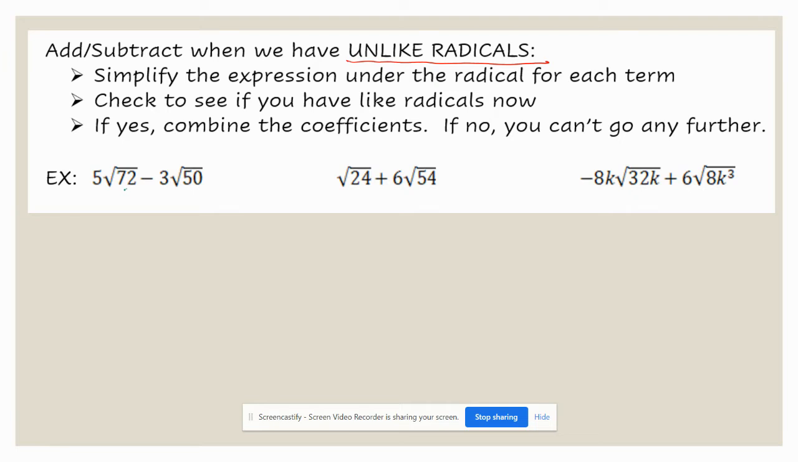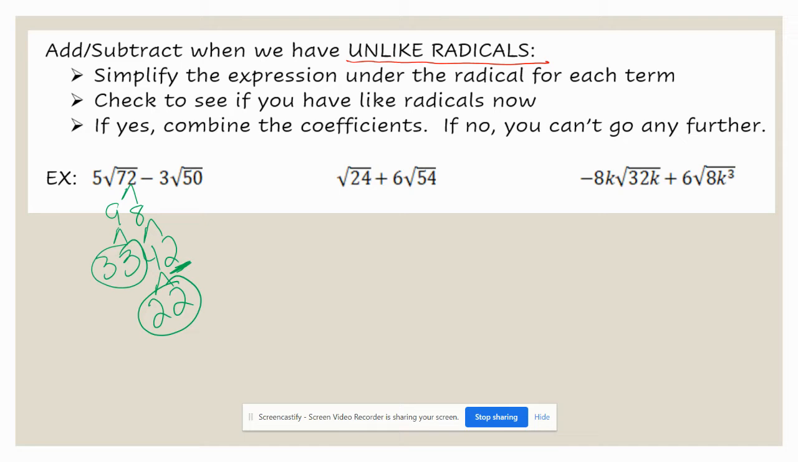So I'll break 72 down. I know that's 9 times 8. 9 is 3 times 3. 8 is 4 times 2. And 4 is 2 times 2. Well, this is a square root or a second root, so we need pairs. We have this 2 that's stuck behind.